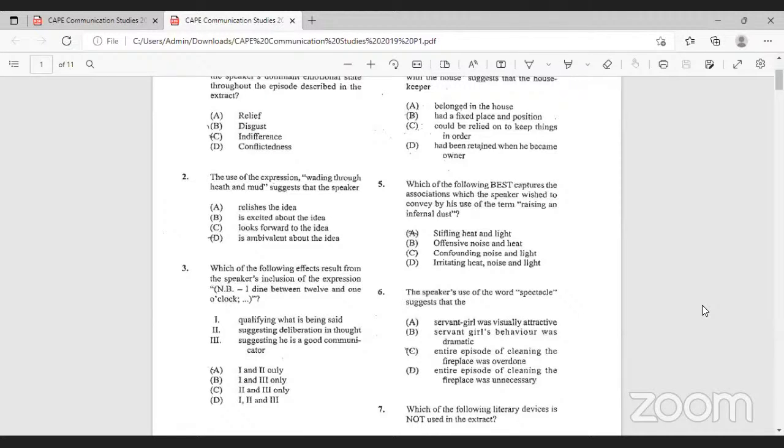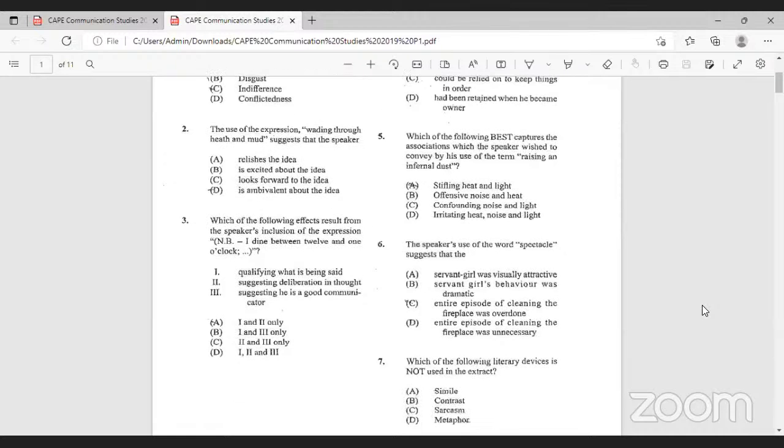It's just unnecessary, right? And for number 7, which of the following literary devices is not used in the extract? Is it simile, contrast, sarcasm, or metaphor? The answer for that one is C, sarcasm.